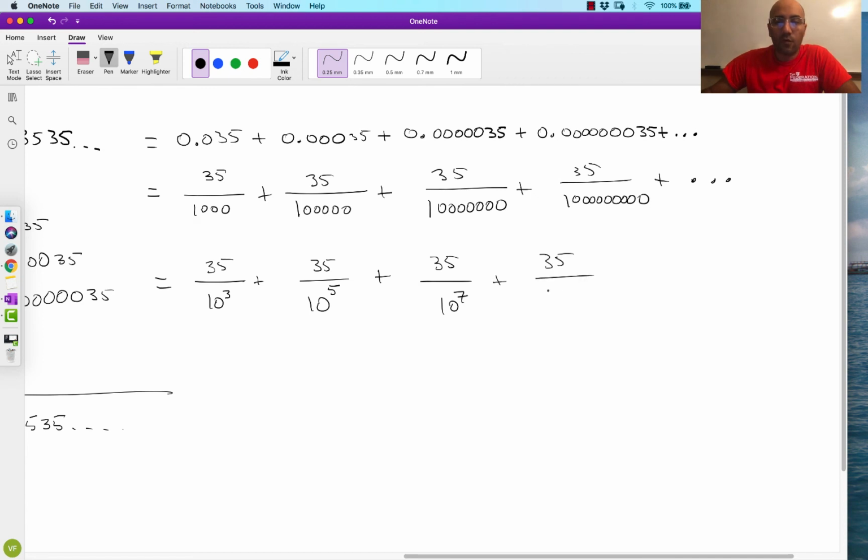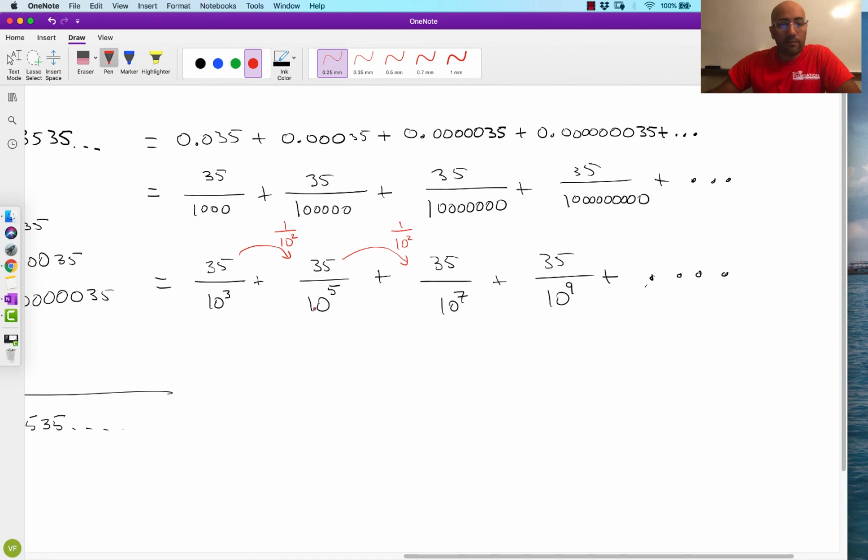Plus 35 over 10 to the power of 9 plus, okay, well, we see the pattern now. Keep going that way. And now this is a geometric sequence. Notice that to go from this term to this term, we always multiply by 1 over 10 to the power of 2. This times 1 over 10 to the power of 2 gives you this term. And this times 1 over 10 to the power of 2 gets you to the next term, and so on and so forth. So we always multiply by the same ratio.